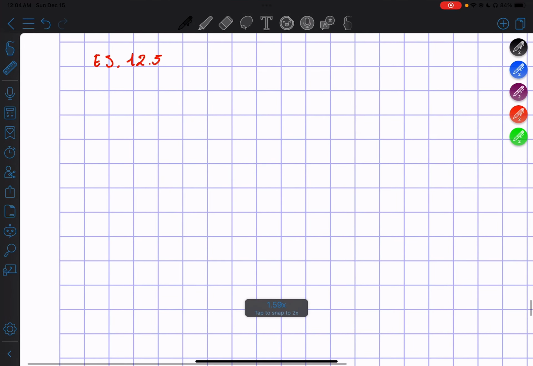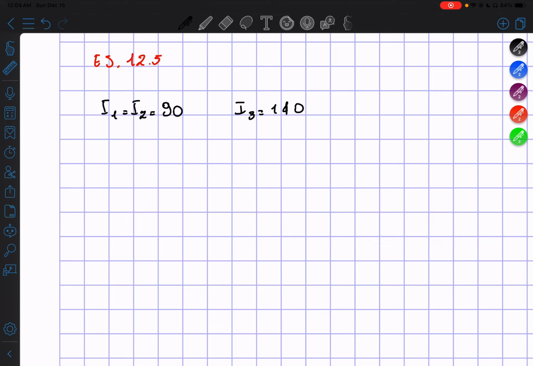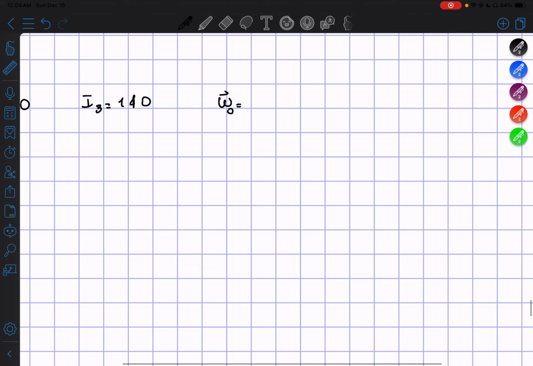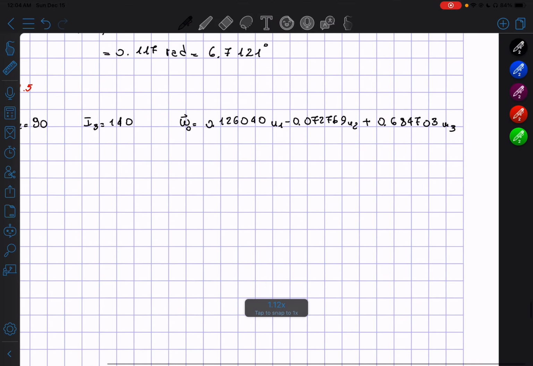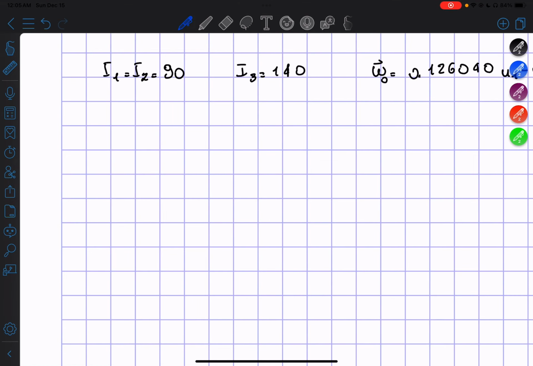Okay, so here we have exercise 12.5, and we are given that our inertia I1, I2 axes are equal to 90 kilograms meter squared, and I3 is equal to 140 kilograms meter squared. Now our initial angular velocity vector, at time 0, is equal to 0.126040 u1 minus 0.072769 u2 plus 0.684703 u3. Okay, and we're asked to find, are those admissible or not?